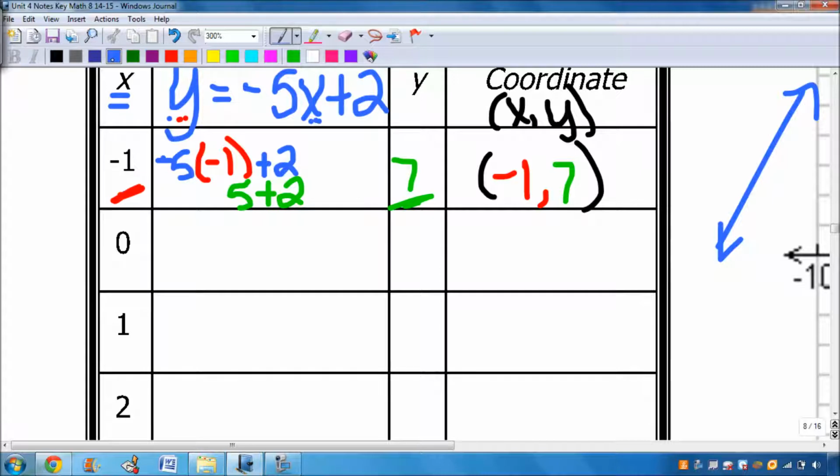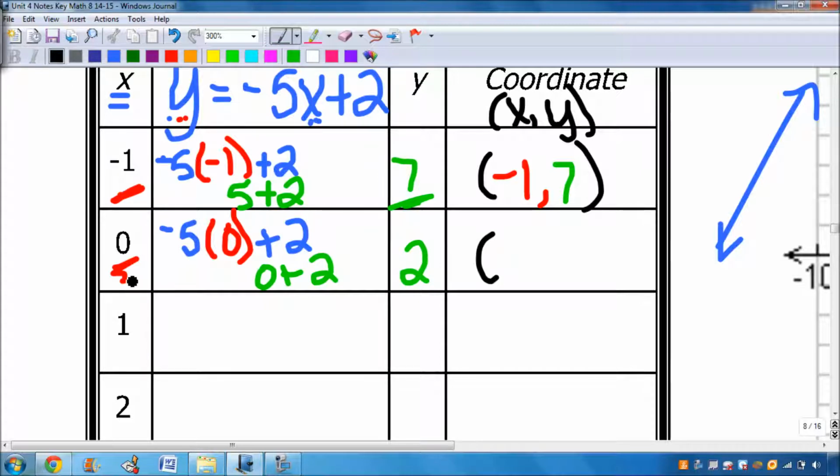So if I were to do negative 5, and instead of x right here, I'm going to replace it with this number right here, which is 0. So it's negative 5 times 0 plus 2. Well, negative 5 times 0, anything times 0 ends up being 0. So I'd get 0 plus 2, which is 2. So that means that my coordinate right here would have to be my x value, which is 0, followed by my y value, which is 2. So it'd be 0, comma 2.